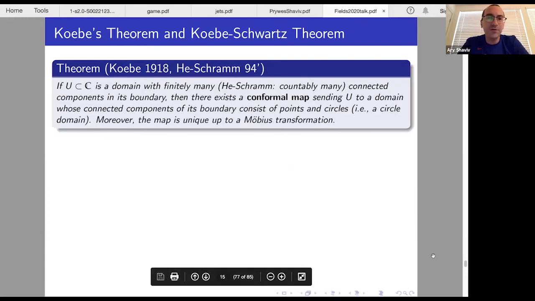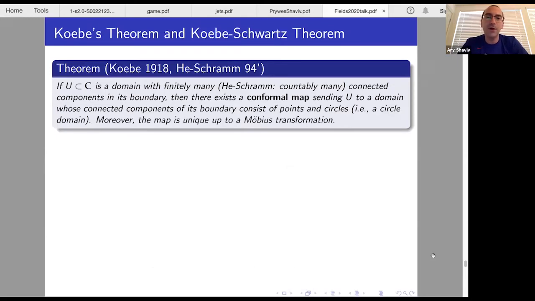It tells you that if you have a domain in the complex plane that has finitely many or countably many connected components in its boundary, then it is conformally equivalent to what people call a circle domain, which is a domain such that the boundary components are only points and circles. This is true for finitely many connected components in the boundary, proven by Koebe when he made the conjecture that it should be true for any domain. And by He and Schramm, it was proven for countably many.